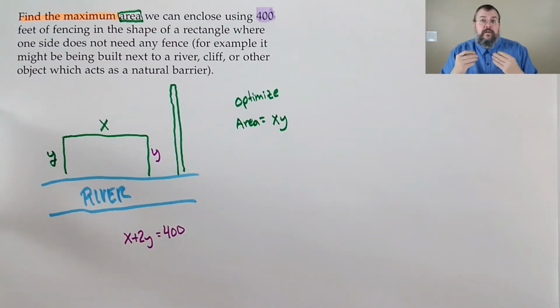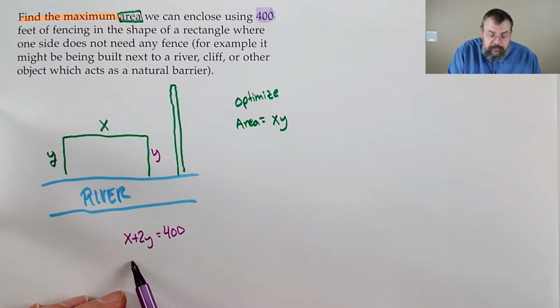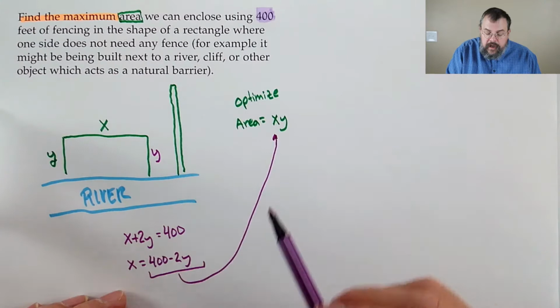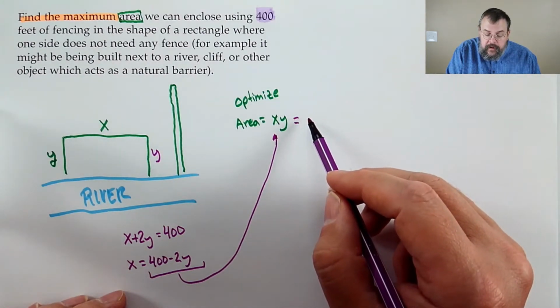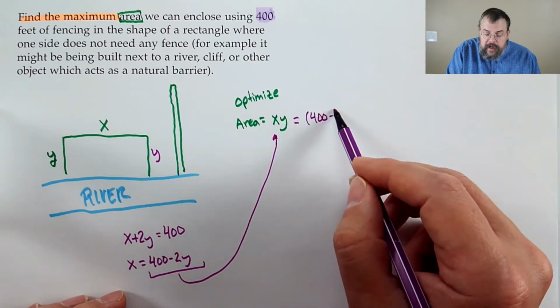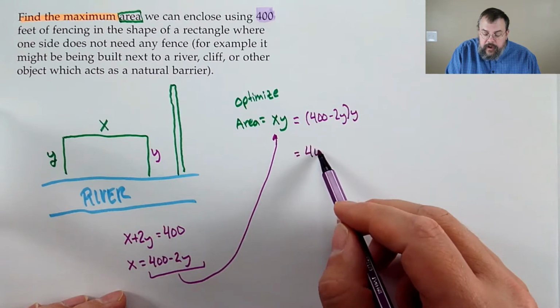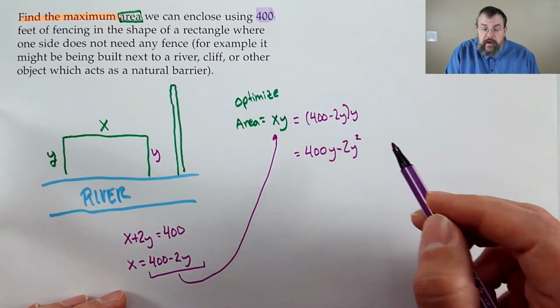Now what we can do is we can use our relationship to reduce our number of variables. So for instance, I think it's easier to solve for X. So we get X is 400 minus 2Y. And now what we can do is we can take this expression and plug it in. So I say, area now becomes our 400 minus 2Y times Y. Or if you like, 400Y minus 2Y squared. All right.